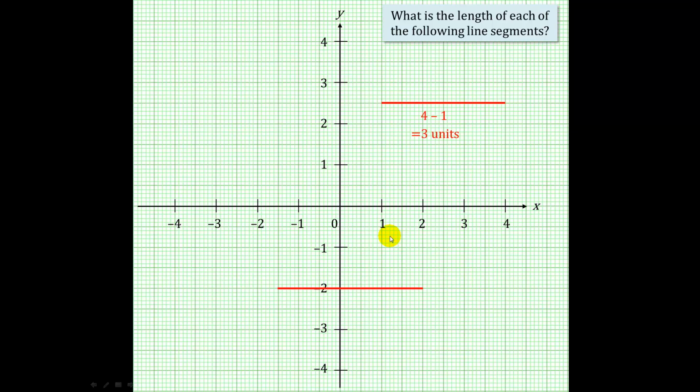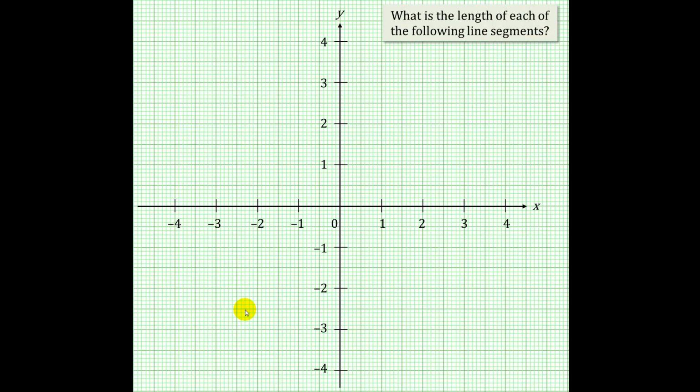What about the length of this line? Remember, we can use the bigger number to minus the smaller number. And hence we will have 2 minus -1.5, and the answer is 3.5 units. Now what is the length of this vertical line here? Yes, it is 1 minus -4, and we have 5 units.